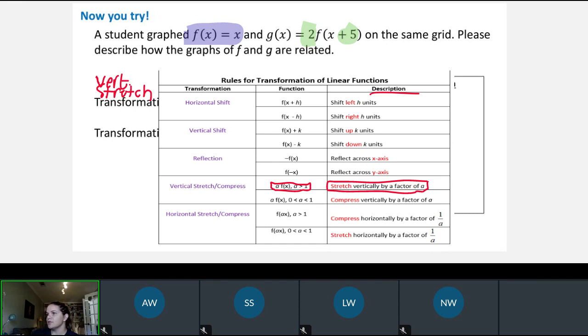So inside parentheses, I have adding 5. So let's find on this middle row where I have something being added in the parentheses. Okay, so that would be right here on this top row. I have f of x plus a number h. So x plus 5. What does this mean? Shift left 5 units. So this would be a horizontal shift.